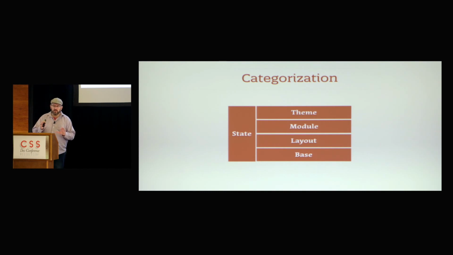So I noticed 5 different categories. We have base styles, which are just like your CSS resets or your normalize, that's cool. We have layouts, so this is like the outer shell of the page, or a grid system where we're not really concerned about the content. We're just trying to create containers to put our content into. And then we have modules. Modules are the actual content.